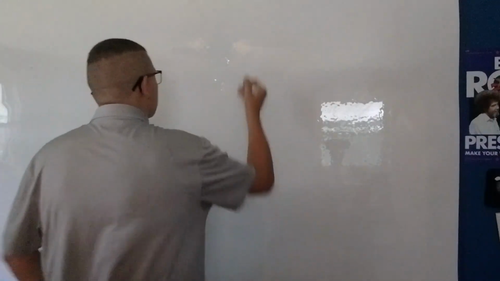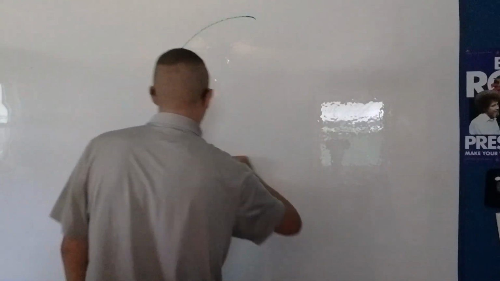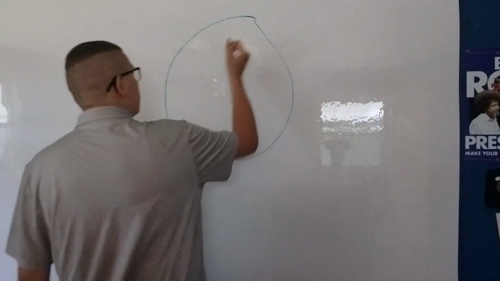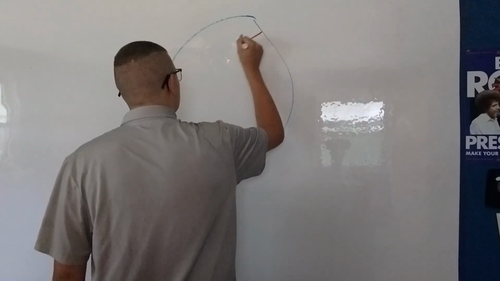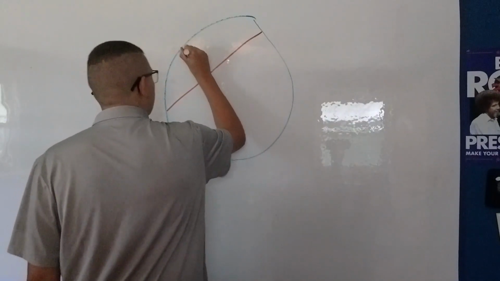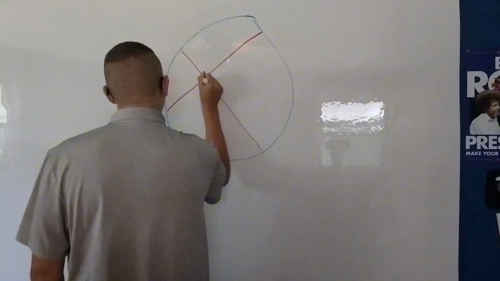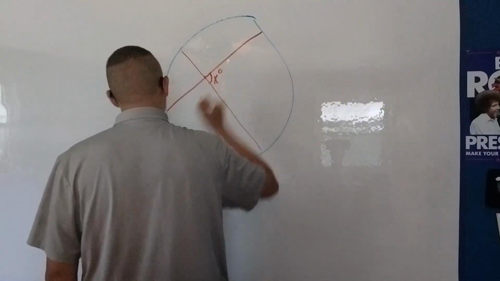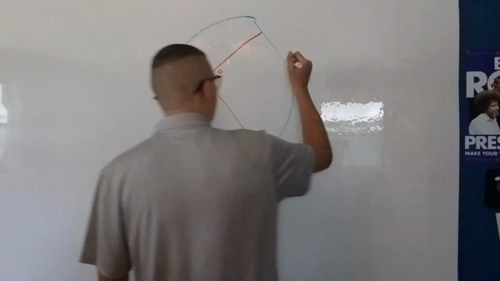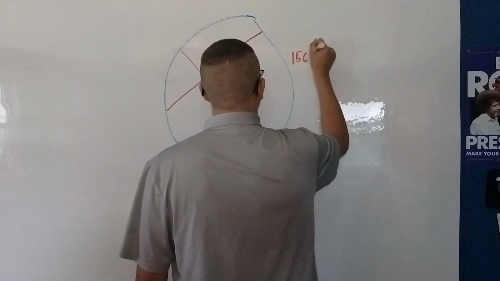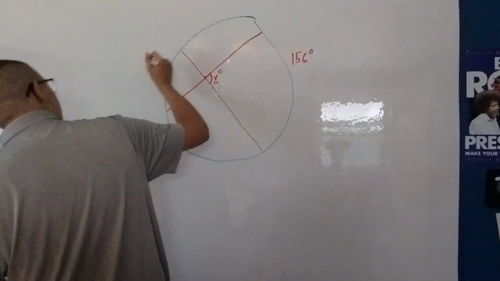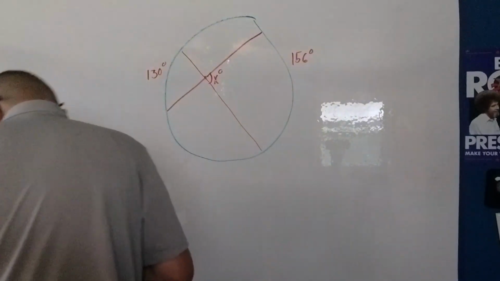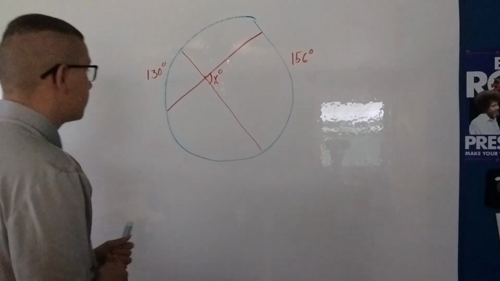First, we'll have our circle, and then here's our lines. There's one, and there's one. They meet right there. And I'll call this x degrees, like that. And we'll say this is 156 degrees. And this is 130 degrees, like that. And we want to solve for x, right?